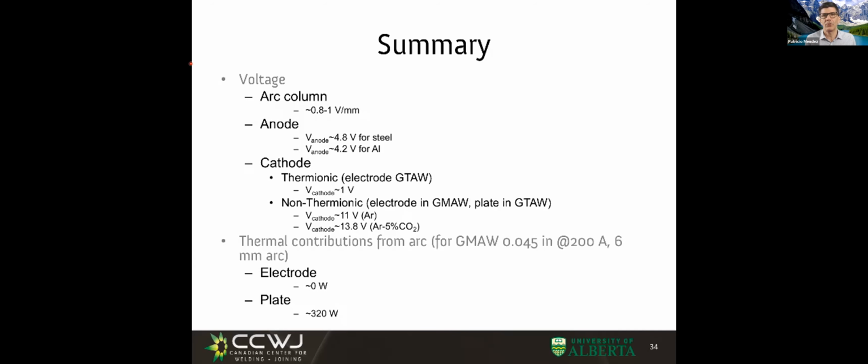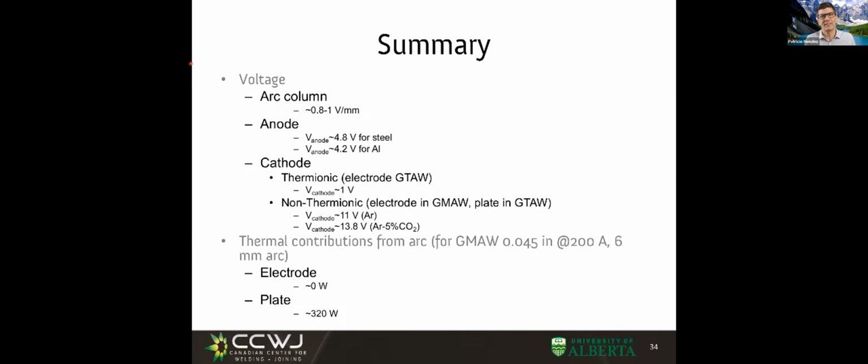Thermionic cathodes are those associated with refractory metals, which can reach very high temperatures. At those very high temperatures, before evaporating or melting, they can emit electrons on their own. That's the case of tungsten. That's the case of TIG. Then when the cathode is not a thermionic material, not a refractory material, such as steel or aluminum or pretty much everything else, then the cathode is non-thermionic, and it becomes very different in its physics.